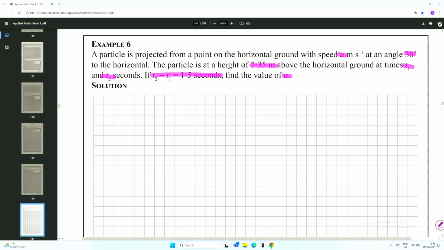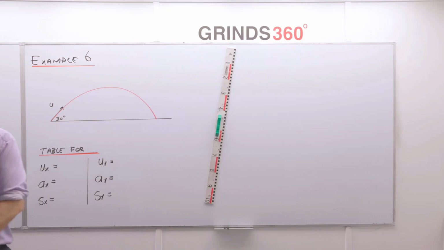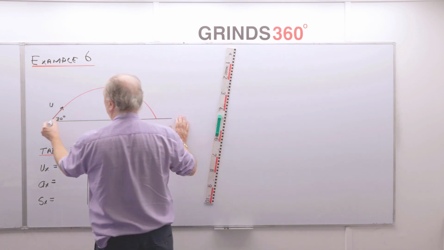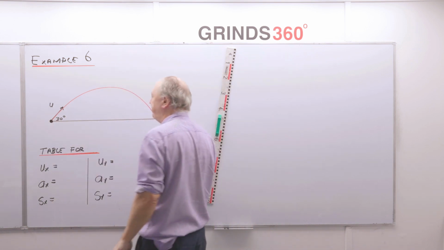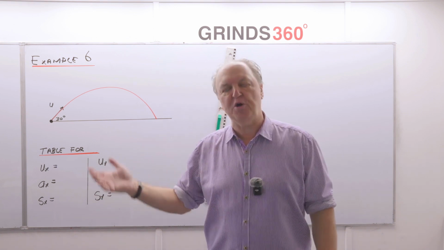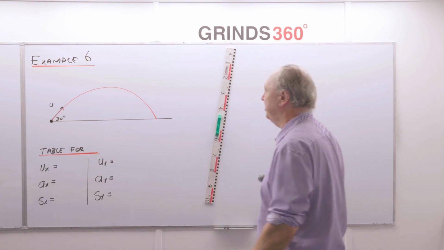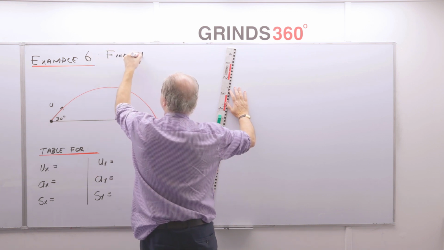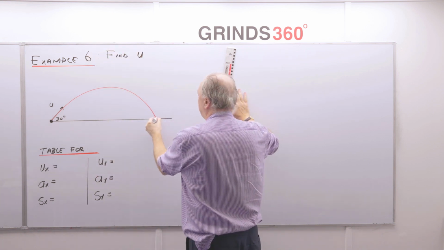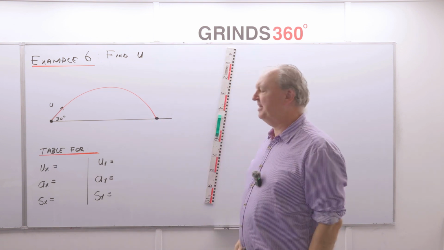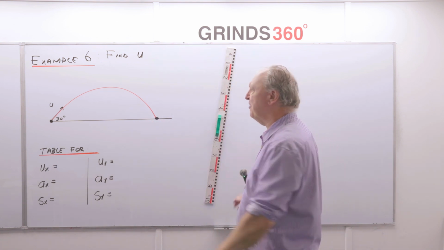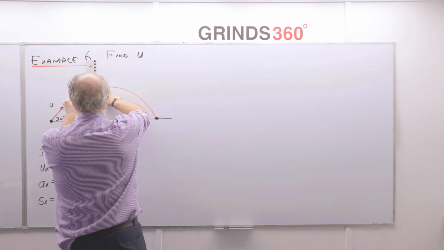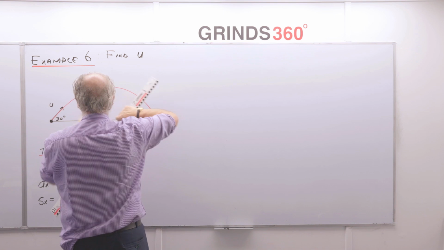Okay, so this is a tricky little question. So what have we got? I'm firing a particle off level ground at an angle of 30 degrees. Its velocity is u. Don't know what that is. I have to find that. That's what the question is. The question is, find u. Let's have it landing here. It's 7.35 meters above the ground at 2 different times. So let's say here, that's 7.35 meters above the ground.